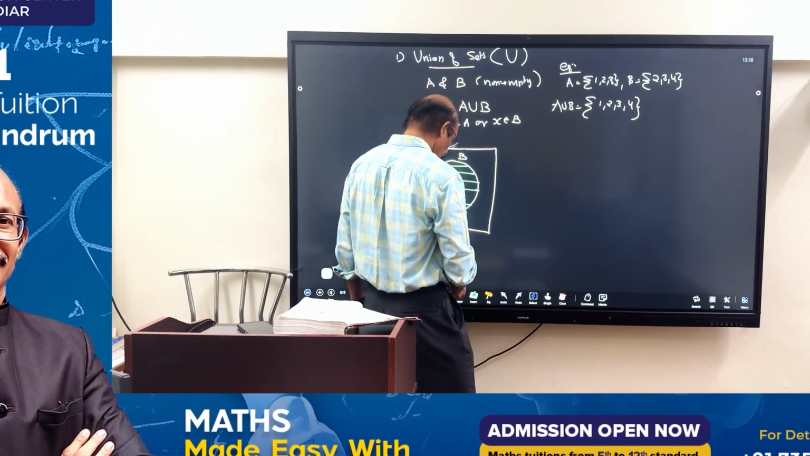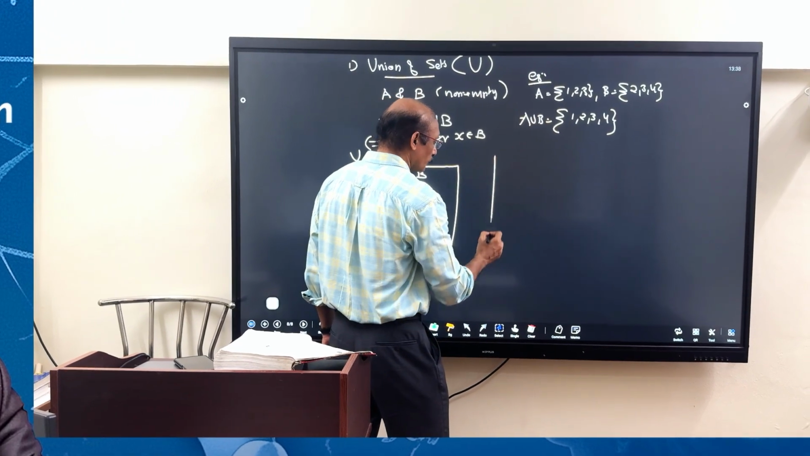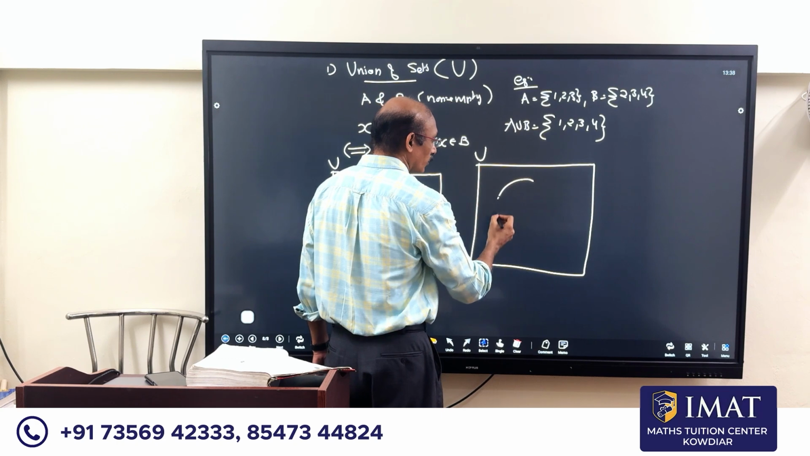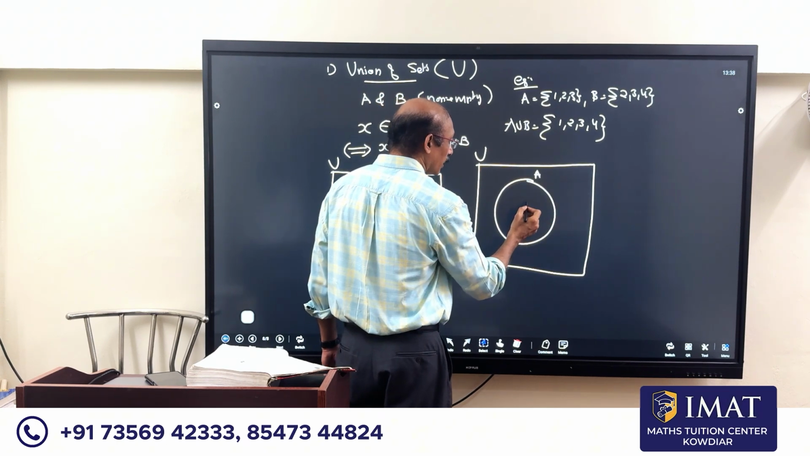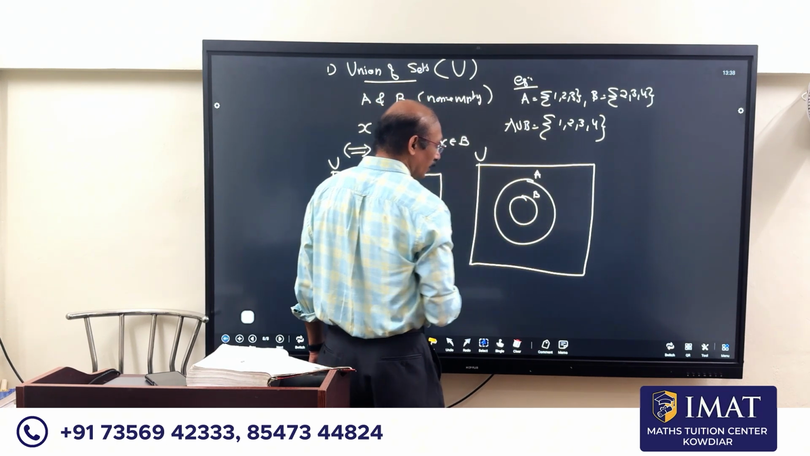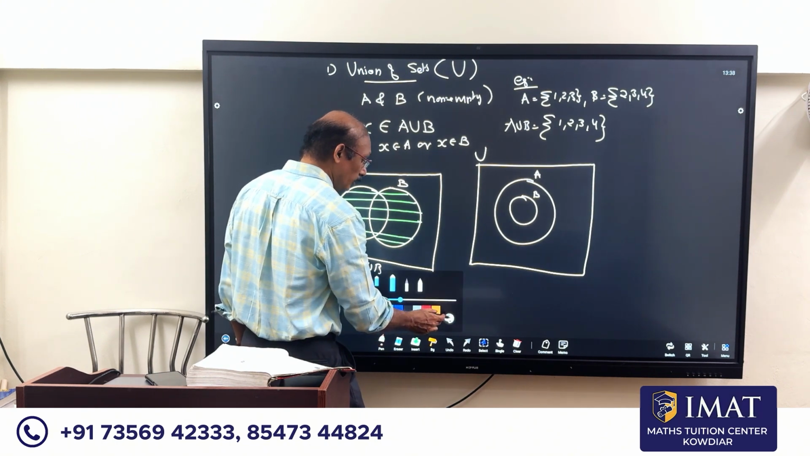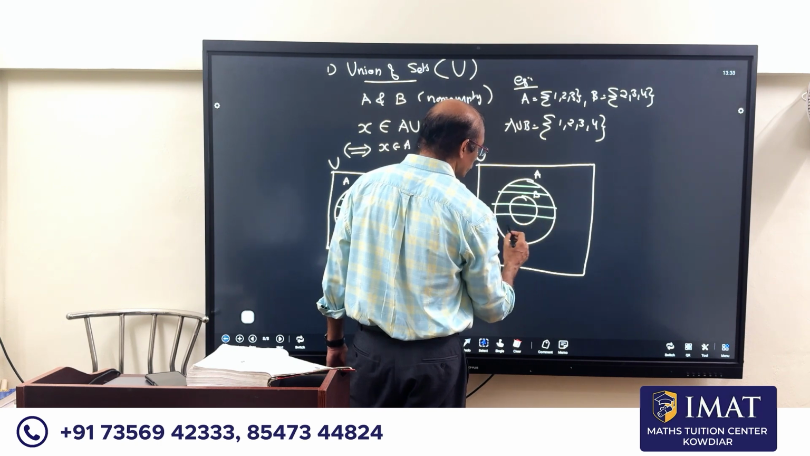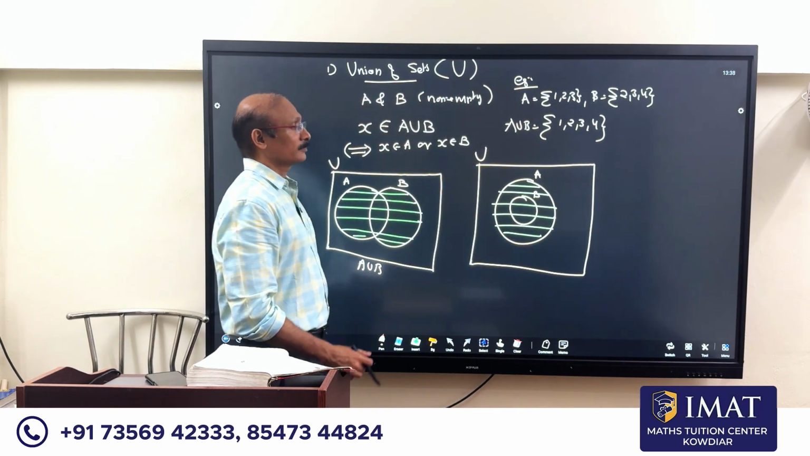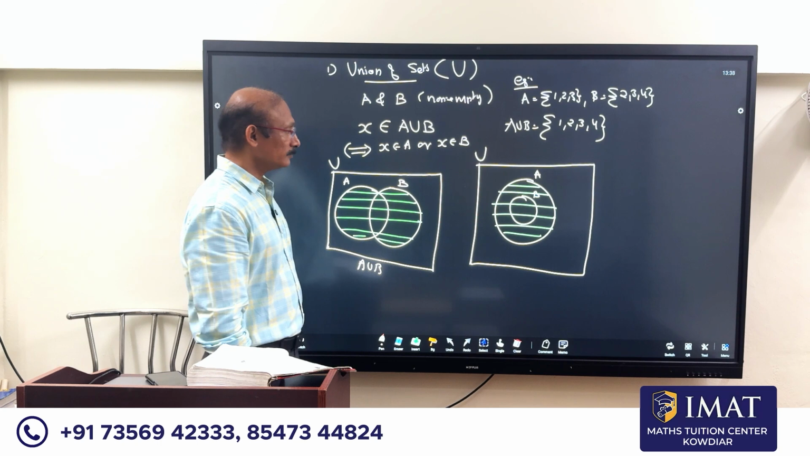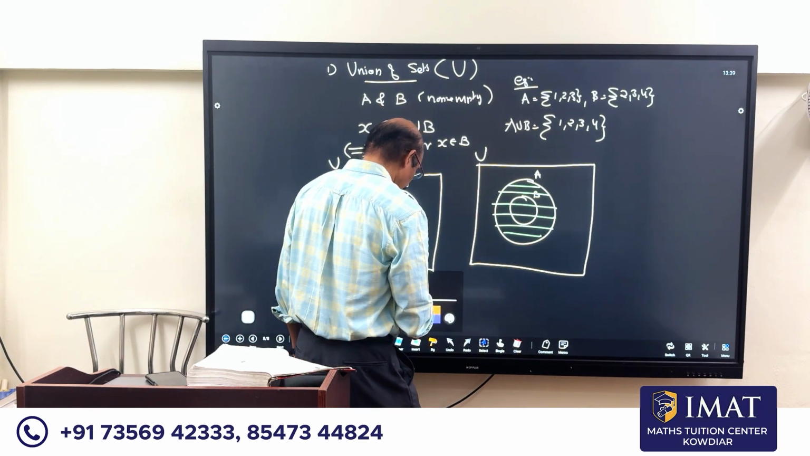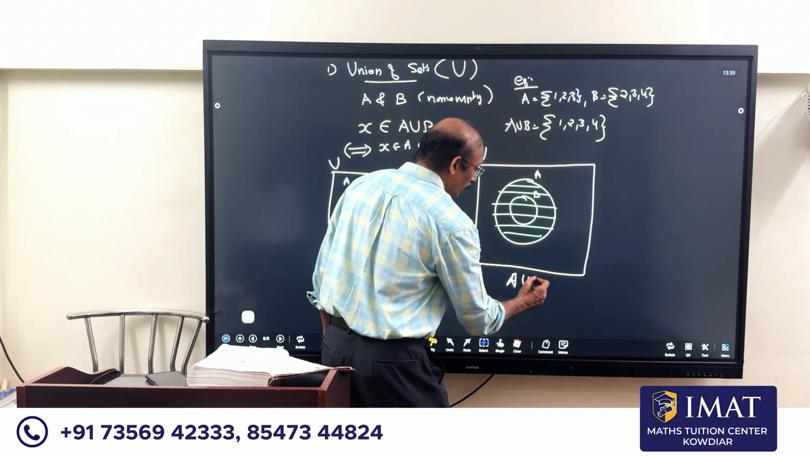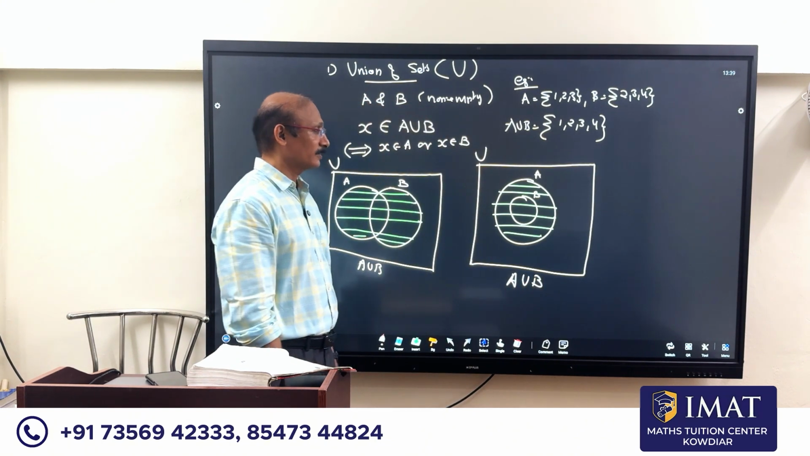Suppose the sets are in this manner. Universal set. You take this case, A and B is completely contained in A. So what is A union B for this? You will shade the whole of B. You'll shade the whole of A. That's enough. This is A union B when B is a subset of A.